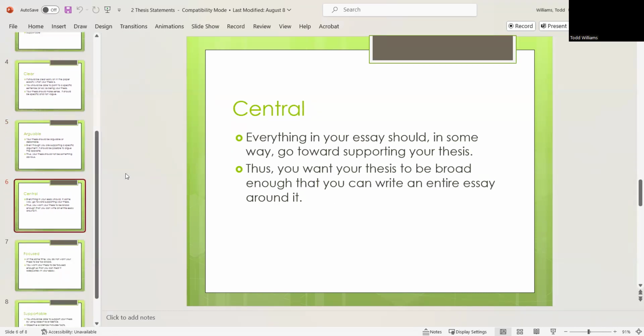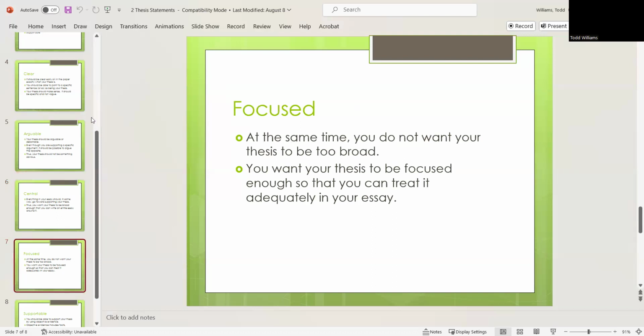It should be central. Everything in your essay should in some way go towards supporting your thesis, whether it's direct support, whether it's taking other points of view into account, whether it's background information. Everything, the thesis is central to everything. Everything goes back to that thesis. Everything revolves around that thesis. So one thing you want to think about is you want your thesis to be broad enough that you can write an entire essay about it.